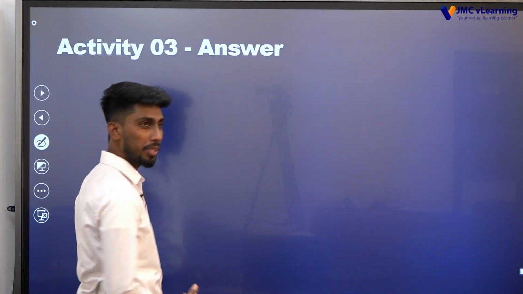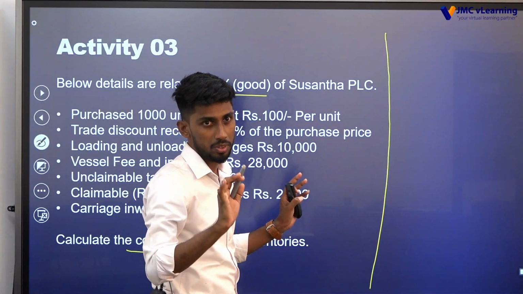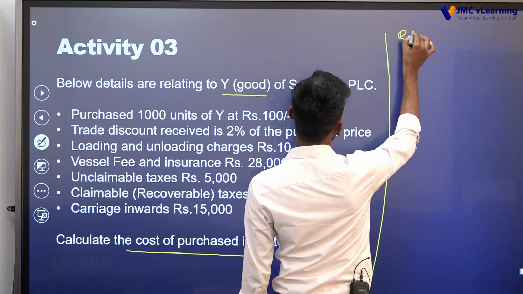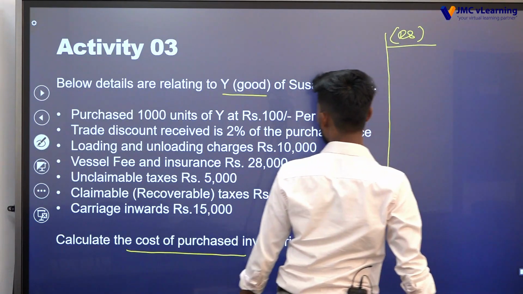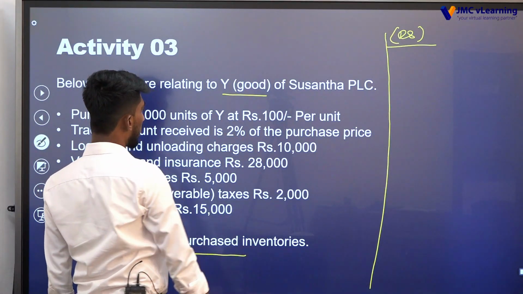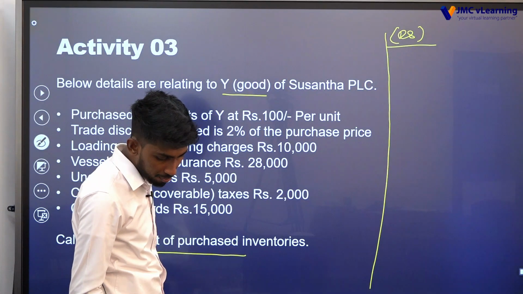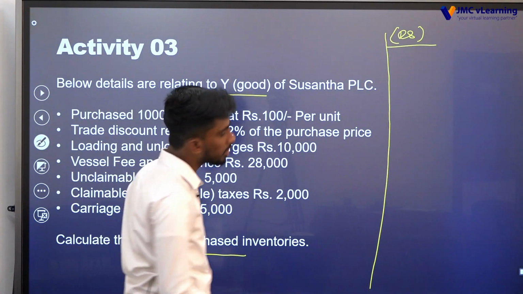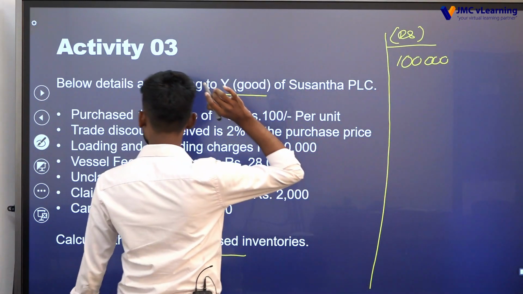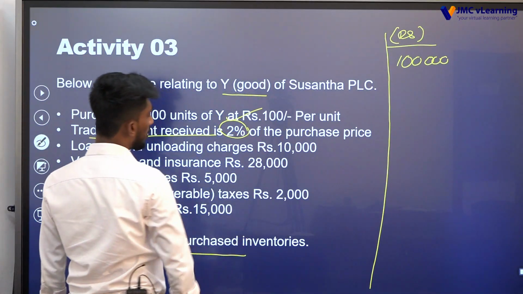I have a separate slide for that also, but I will do this calculation here without writing any names. All these things are in rupees. So purchase 1000 units of Y at 100 rupees per unit. So 1000 into 100, it's 100,000. Done. And here trade discount received is 2% of the purchase price.